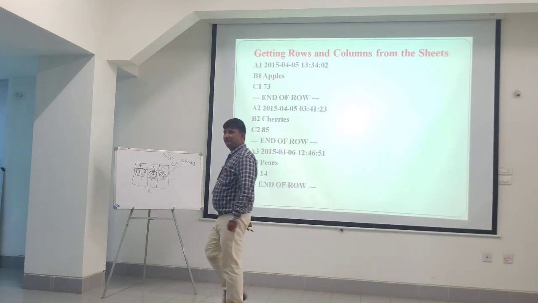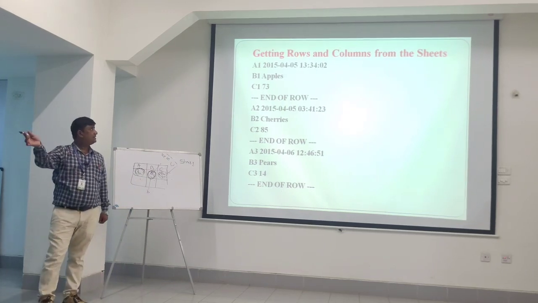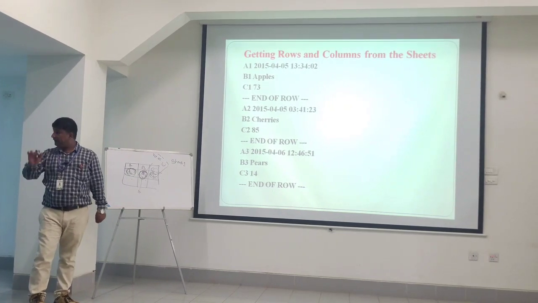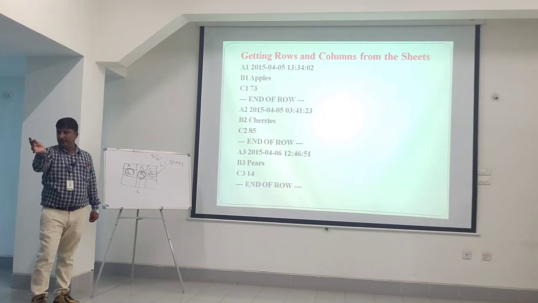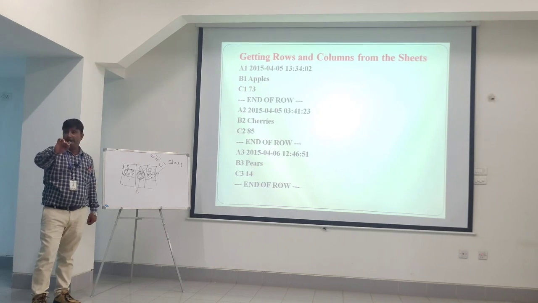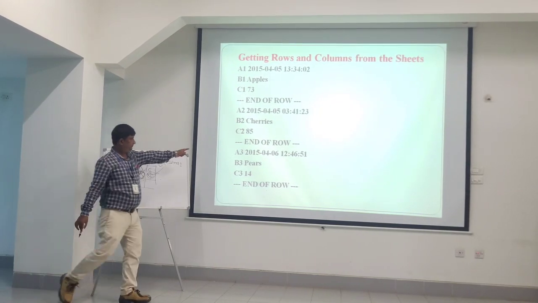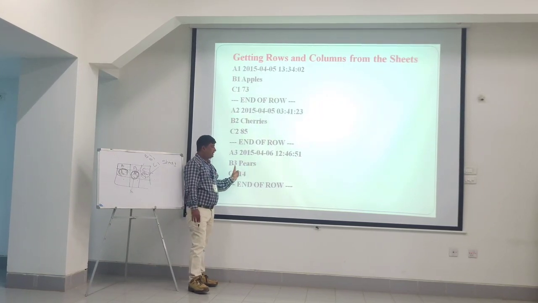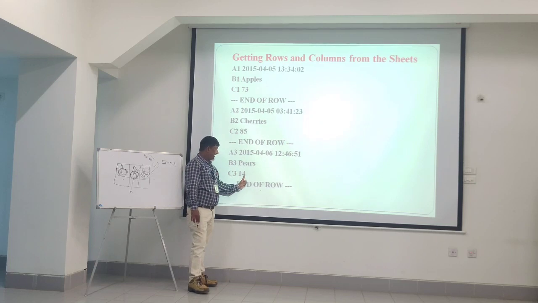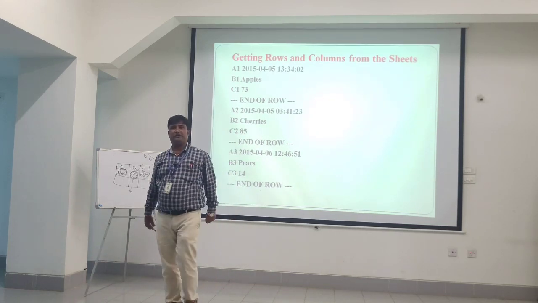What is the output? A1 date, B1 apples, C1 73. Then end of the row. Next, A2 date and time, B2 value, C2 value. Next, end of the row. Next, A3 date and time, B3 pears, C3 14. Next, end of it. Now I want all the cell information.